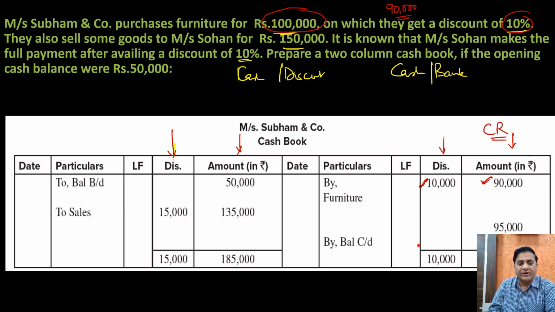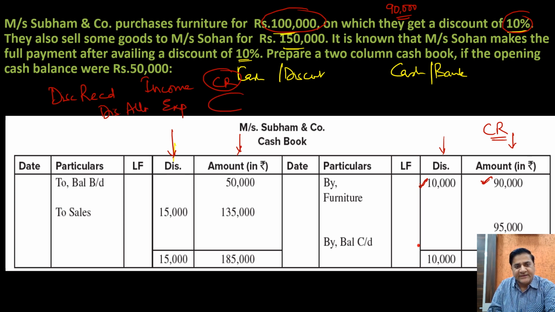And if you also look into the logic of this, discount received is an income for you. All the incomes are recorded on the credit side. Discount allowed is an expense for you. All the expenses are recorded on the debit side. Right? So since we have received this discount, we are recording it on the credit side of the cash book.